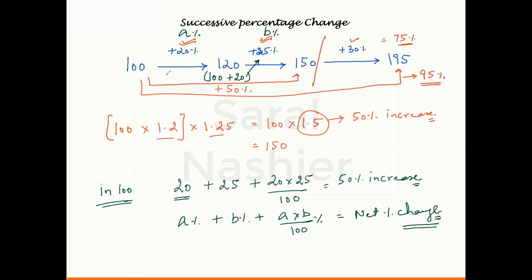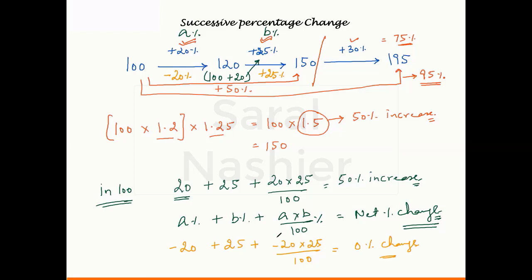Let us say initially the value is decreased by 20%, and then the value is increased by 25%. So what is the net change given in this case? So I'll again use this formula. It will give me minus 20 plus 25. Why minus 20? Because first was a decrease, second was an increase, so plus 25. So minus 20 plus 25 plus minus 20 into 25 divided by 100. This gives me 5 minus 5, that is 0% change.